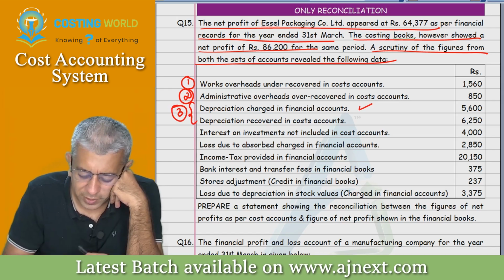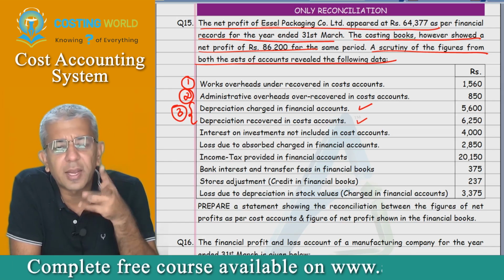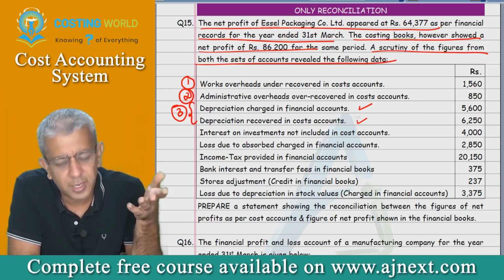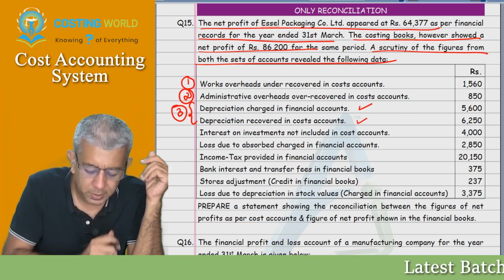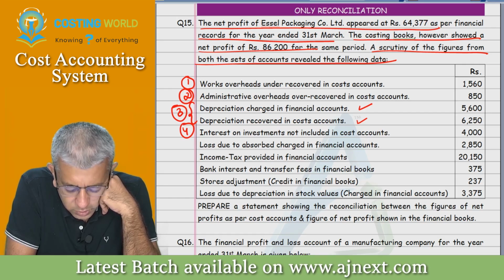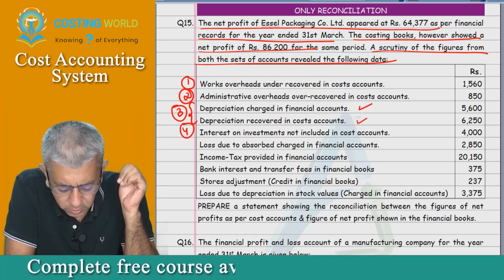Then next, to combine it up: depreciation charged in financial accounts, depreciation recovered in cost accounts. The difference we'll write down on our appropriate side, and depreciation is overheads only, so we'll write down the word under absorption or over absorption. Fourth, interest on investments not included in cost accounts. Can you say this will be income only in financial?